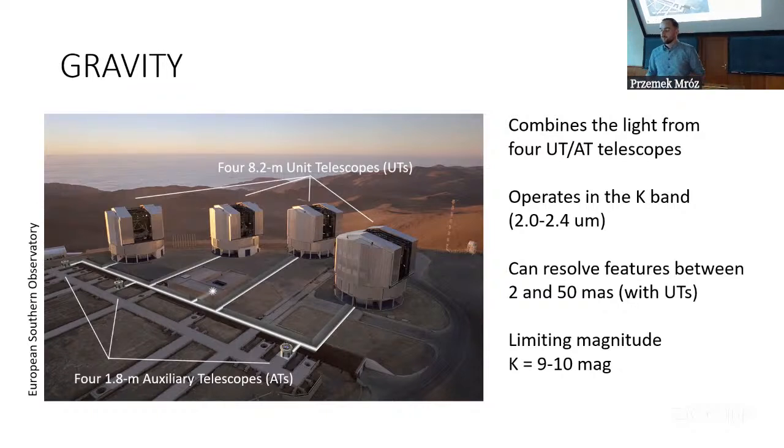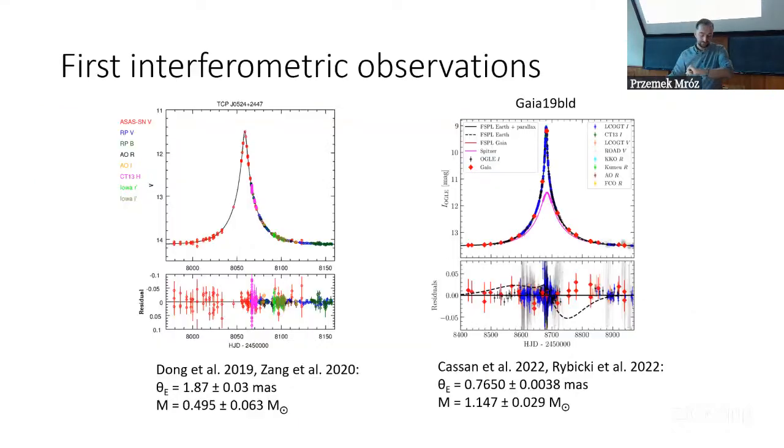But the problem with GRAVITY is that it can observe only really bright stars, like 9 up to 10 magnitudes. And this is because the atmosphere is not really stable. So we have some fluctuations in the atmosphere. We have vibrations of the telescope itself. That limits the exposure times, and it also limits the brightness of the objects that we can observe, up to 9 to 10 magnitudes.